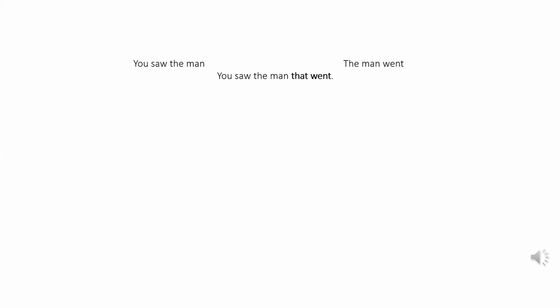Here, that went is a relative clause. The relative clause in you saw the man that went modifies the noun man. We call the noun that is modified the head of the relative clause.